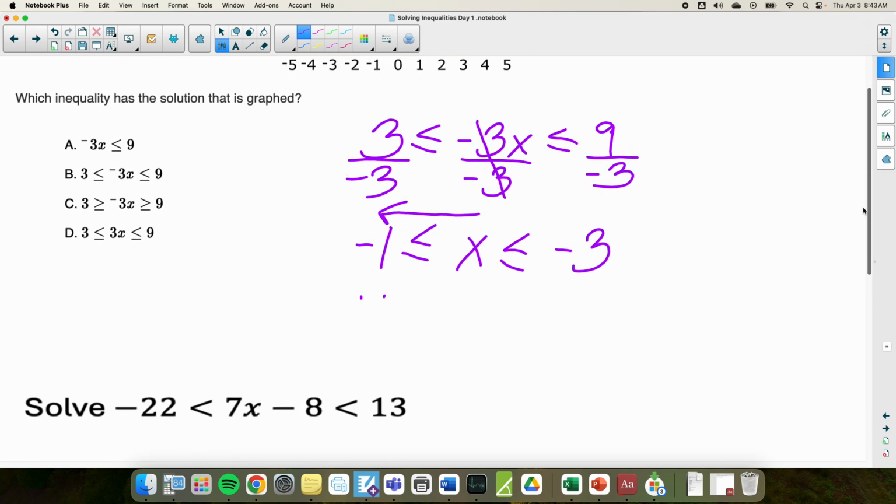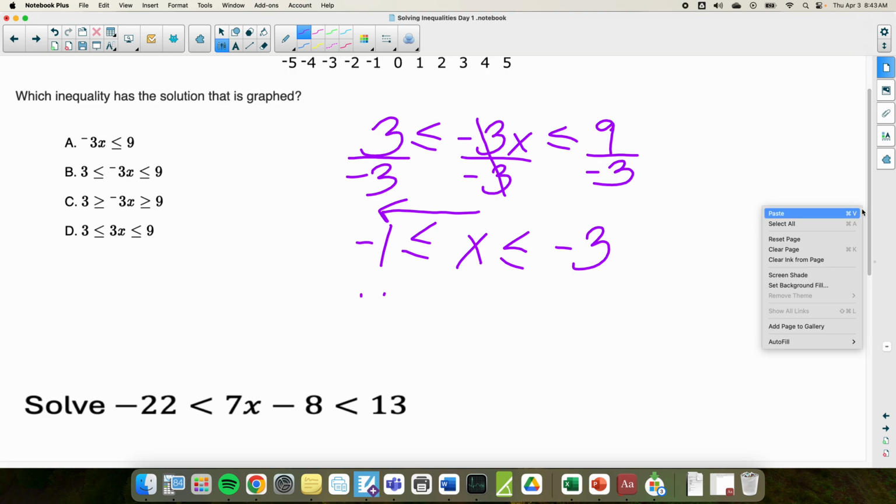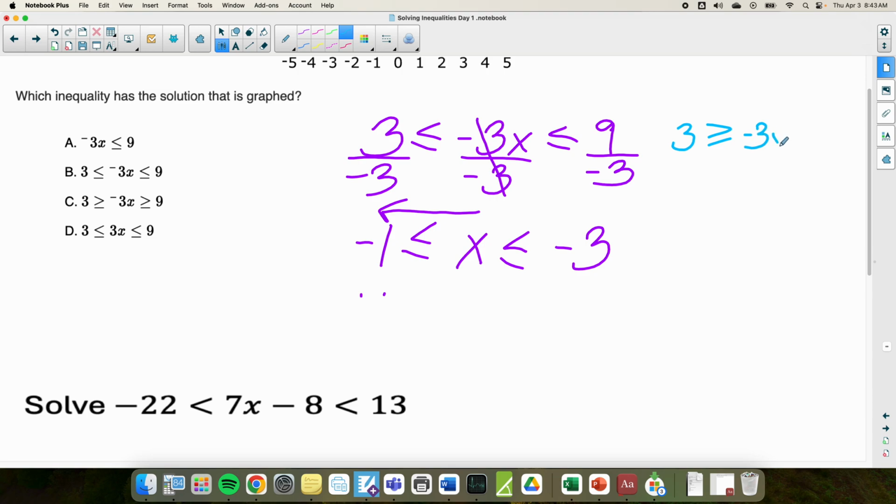So then, do you guys get that? So then if I go to my next one, let's try C and do 3 is greater than or equal to -3x, which is greater than 9. If I divide by a -3, actually, I'm always gonna get a 1 on that side. Okay, let's just try this out. This is -1. These cancel, so we get x. This is greater than. 9 divided by a -3 is -3.